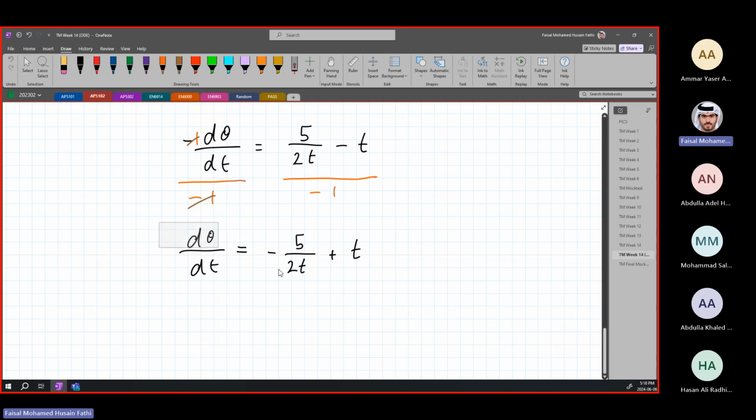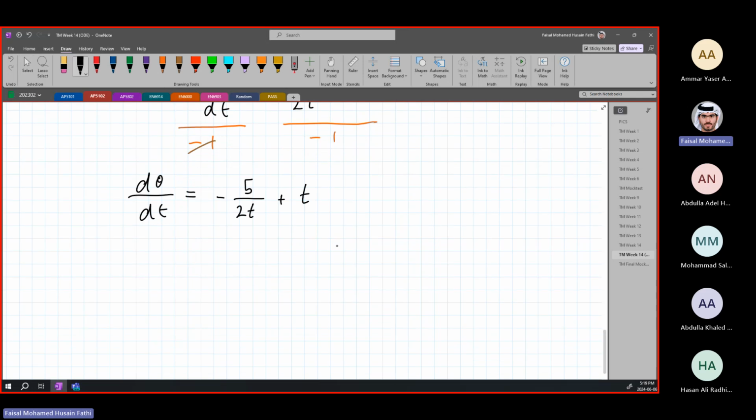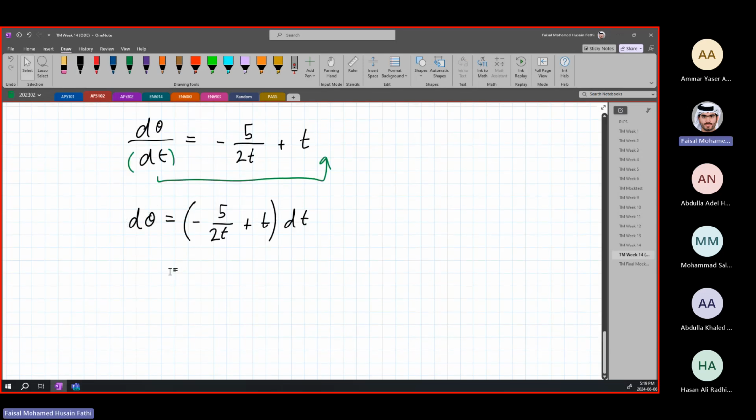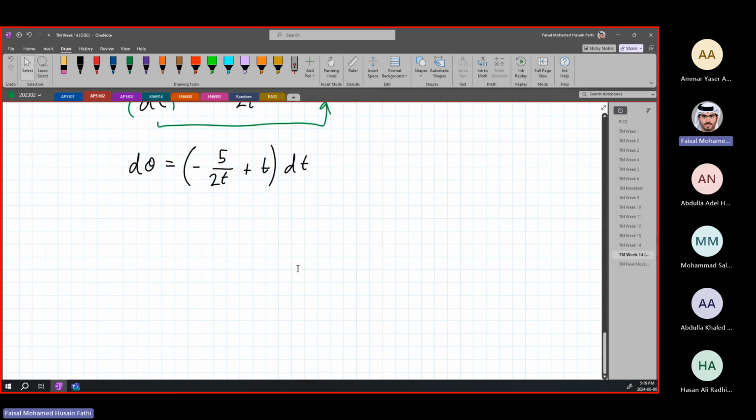Okay? Now that you have this equation, you have noticed that d theta and dt is by itself on the left and right side. So what do we do now? Now we move our dt to the other side, and we will have d theta is equal to minus 5 over 2t plus t times dt. And now we have d theta by itself and dt by itself. We make sure that any variable t is next to dt. In this case, all of it is. And any theta, if in the equation, in this case there isn't, is next to d theta. And that's it. So how would we solve this now?